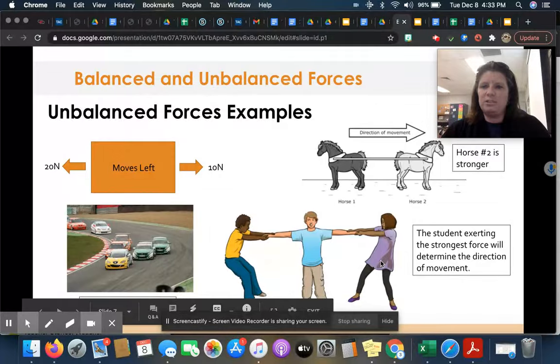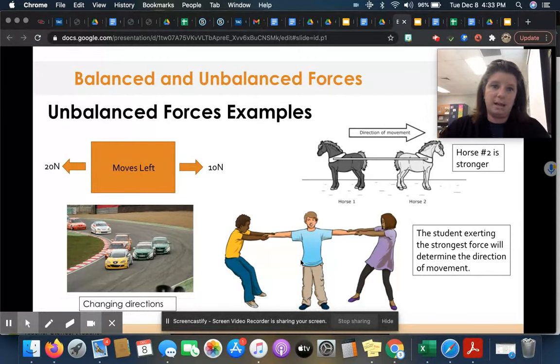Down here, I have a student exerting the strongest force will determine the direction of the movement. Which one is going to pull stronger on the boy in the middle? Whoever is pulling stronger, everybody's going to topple to his side.